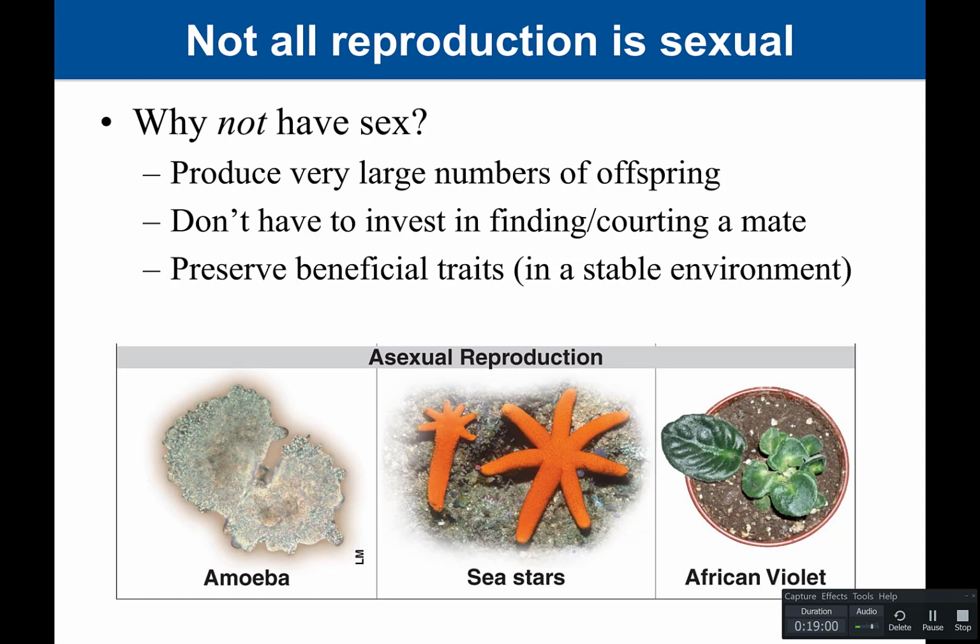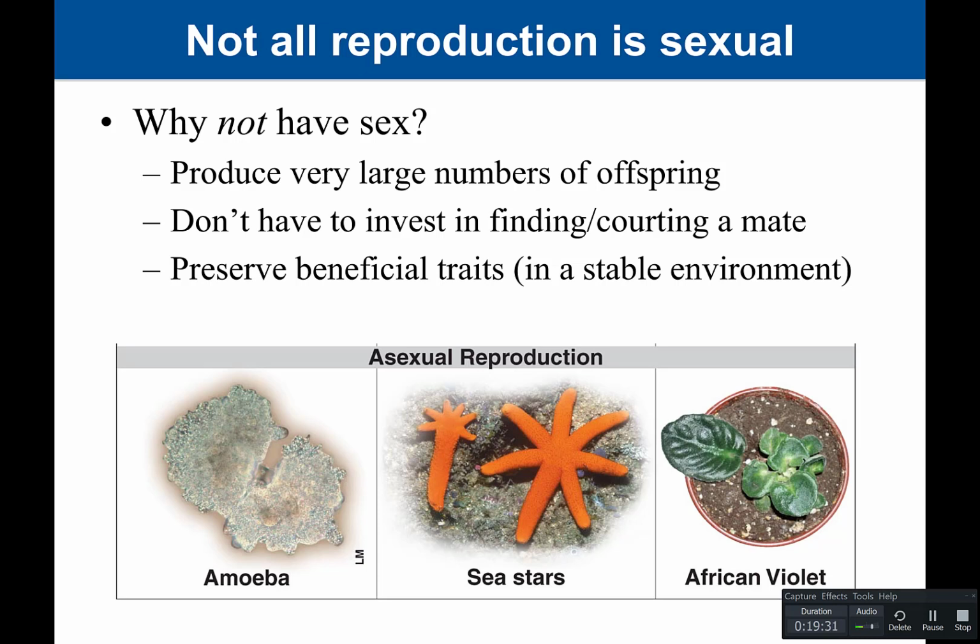Organisms don't have to invest in finding or courting a mate, and they're going to be used to preserve beneficial traits in a stable environment. So if that environment is stable and that organism is well adapted to that environment, well, obviously then in that case, it is beneficial to keep that trait in that environment because that organism is well adapted. And so in that case, asexual reproduction would be favored.